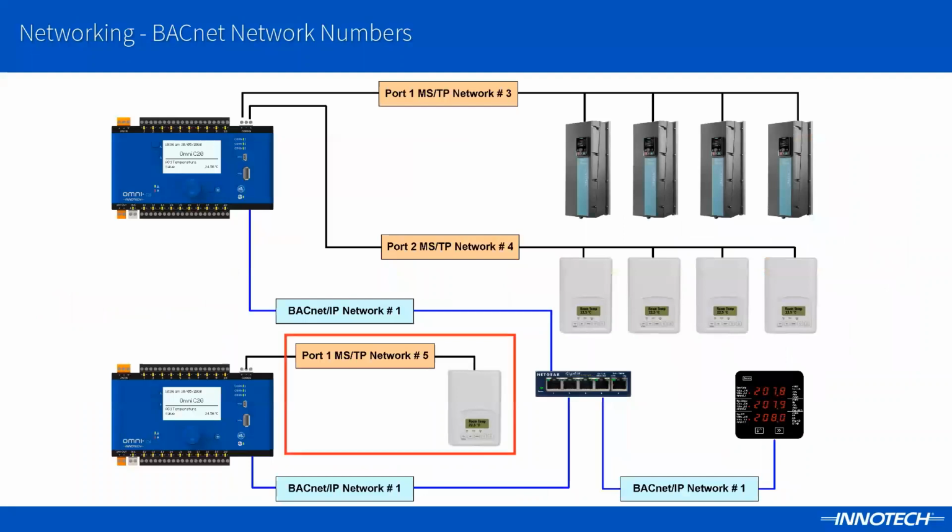Here I've added an MSTP device on the other Omni controller. Following the procedure, I've configured the new network segment as network number 5. This new MSTP device can then be discovered via the BACnet connection in ICOM.